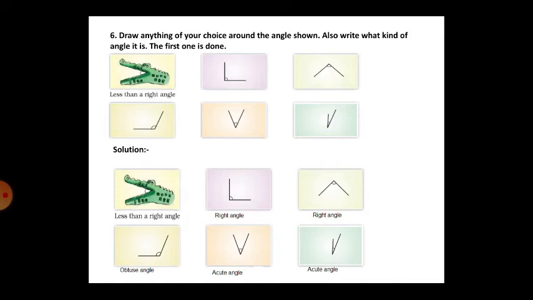The third picture is also 90 degrees. If you measure that angle and it is 90 degrees, then it is called a right angle. In the fourth picture, you can observe it is more than 90 degrees, so it is an obtuse angle. The fifth picture is an acute angle because it is less than 90 degrees. The sixth and last picture is also less than 90 degrees, so it is an acute angle.